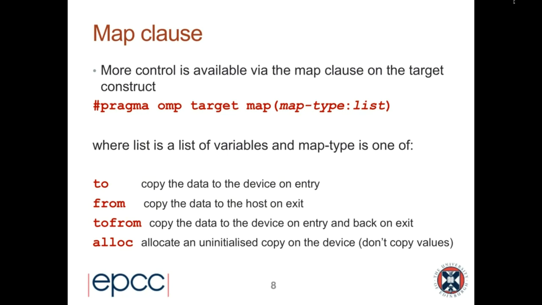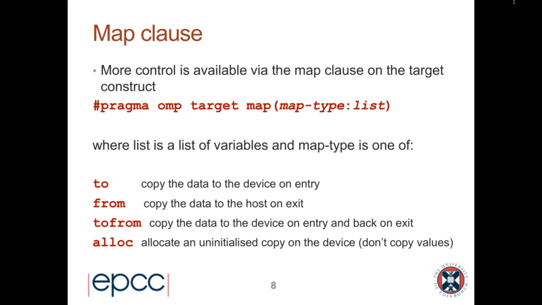This looks like hash pragma OMP target, and then a map clause with a map type, and then a list of variables. The map type can be one of the following. It can be to, which means copy the data to the device on entry to the region. It can be from, which says copy the data back to the host on exit from the region. And then there's tofrom, which is just the combination of the first two, so copy the data both to the device on entry and back again on exit.